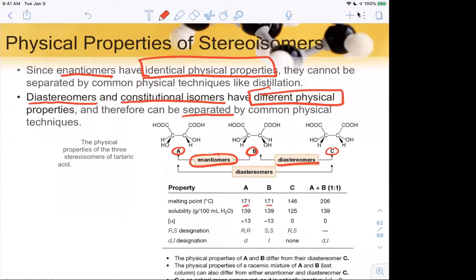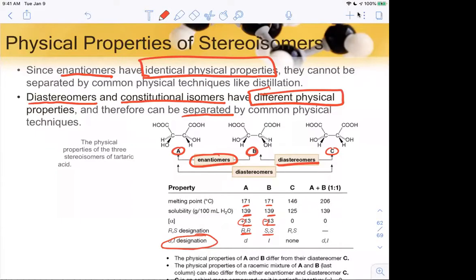A and B have identical melting points, identical solubility. Notice the optical activity: one is plus, one is minus, but they rotate by 13 degrees. This configuration is the enantiomer with the opposite R and S. We're not really going to talk about the D and the L at the moment.